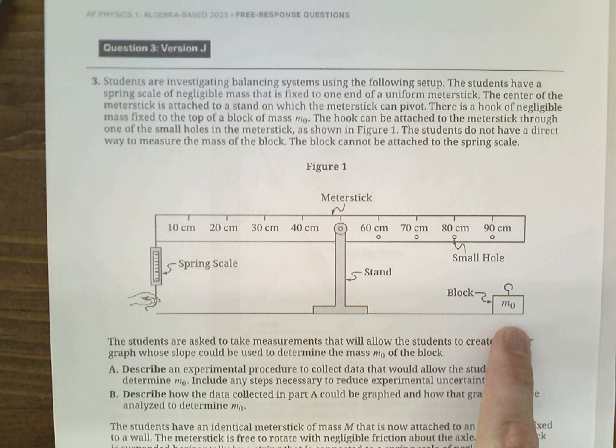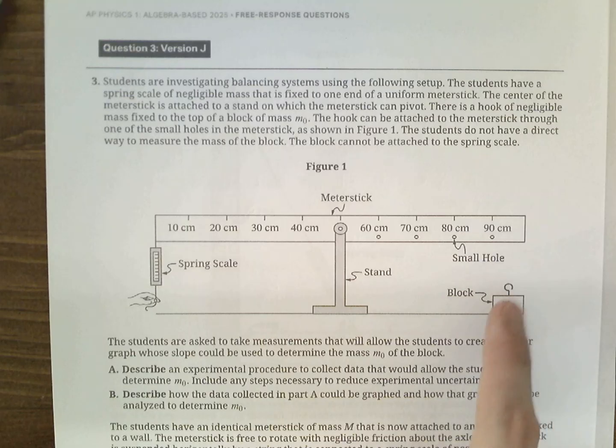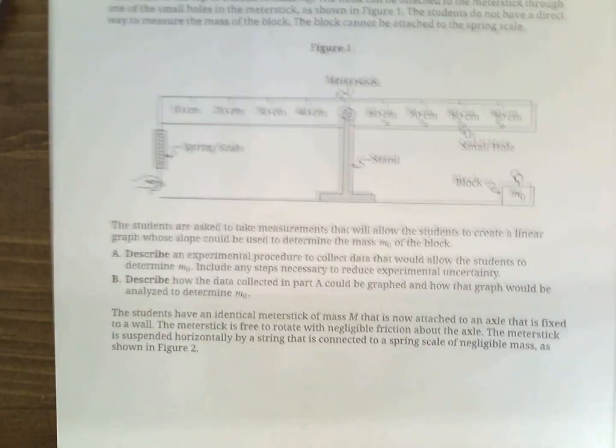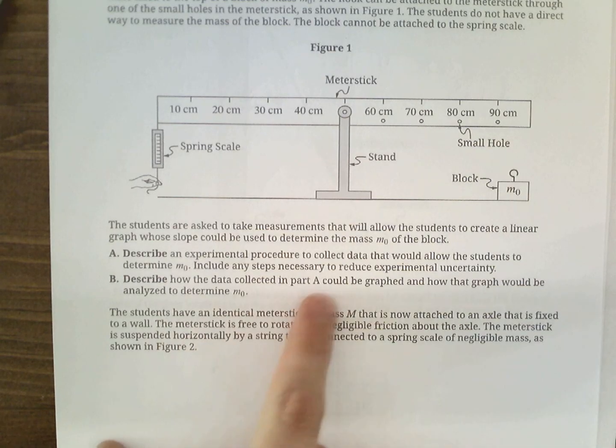The hook can be attached to the meter stick through one of the small holes on this side of the stick. The students don't have a direct way to measure the mass of the block, and the block cannot be attached to the spring scale. It's an awful lot of restrictions, but we'll play their game here. The students want to do an experiment or take measurements that will let them find M0 of the block. We want to determine an experimental procedure to collect data that would allow them to determine M0, including any steps necessary to reduce experimental uncertainty. And we're going to describe how we could collect that data in part B.